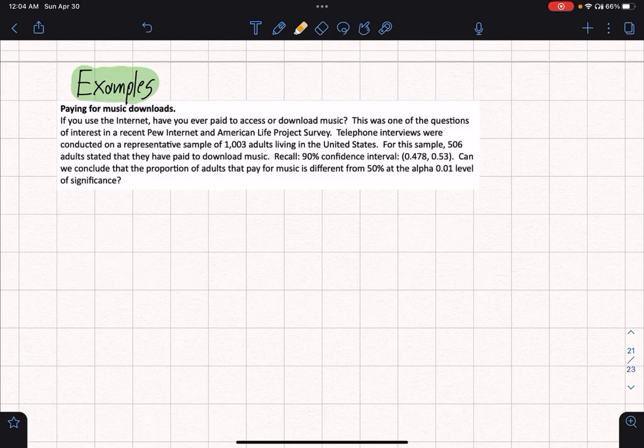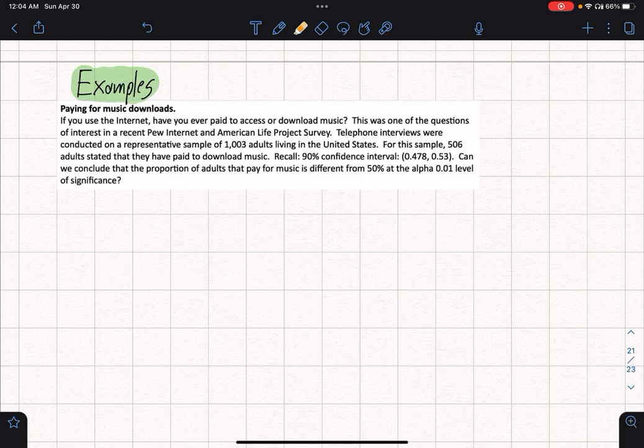Okay, we're ready to practice hypothesis testing for the proportion. So let's recall this paying for music downloads question. We did a confidence interval for this question last week. By last week, I mean in the previous chapter.